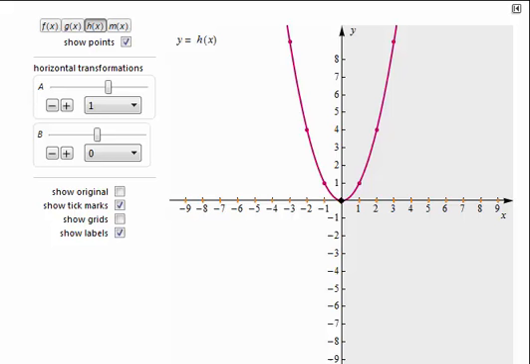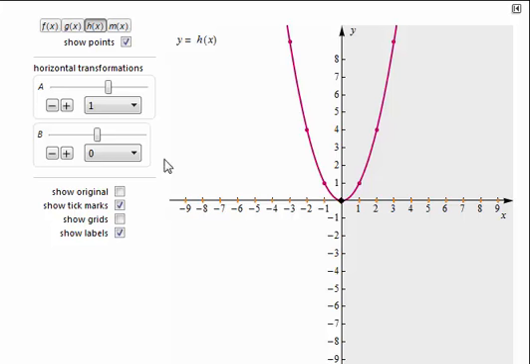So this is a parabola, opens upward. See the vertex at (0, 0), and some of the points on that graph. And what we're going to do is look at first horizontal transformations. So horizontal expansion and contraction, and shifts horizontally, shifts to the left, shifts to the right.